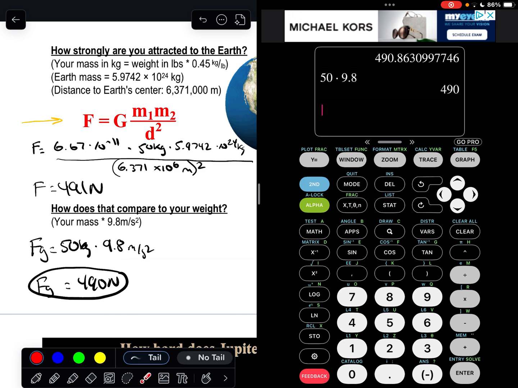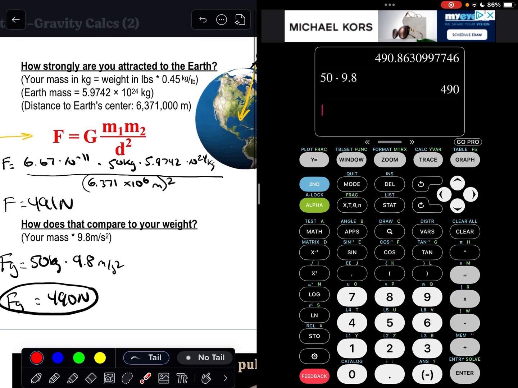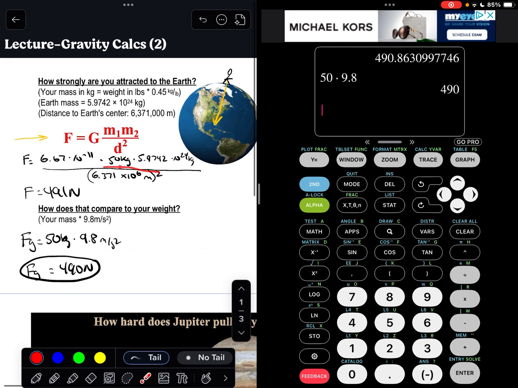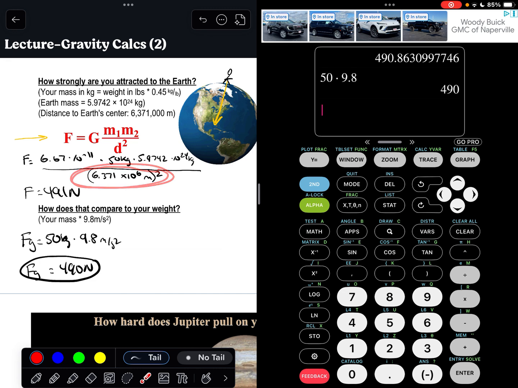Why is it when I just multiply mass by 9.8, I get this answer, and then when I do my mass times all of this stuff divided by this, I also get 490? Well, here's the thing, folks. No matter where you're standing on Earth, whether you're here at the bottom, east, west, over the ocean, it doesn't matter. You're always about this far from the center of the Earth.